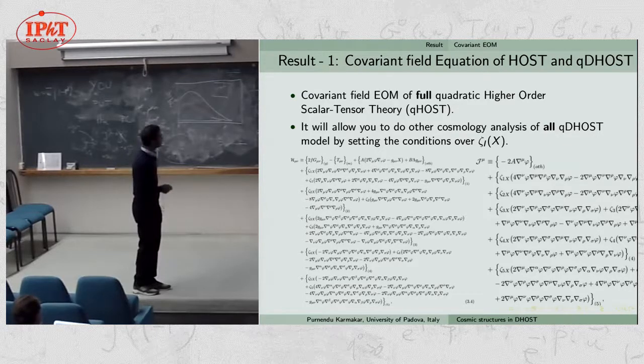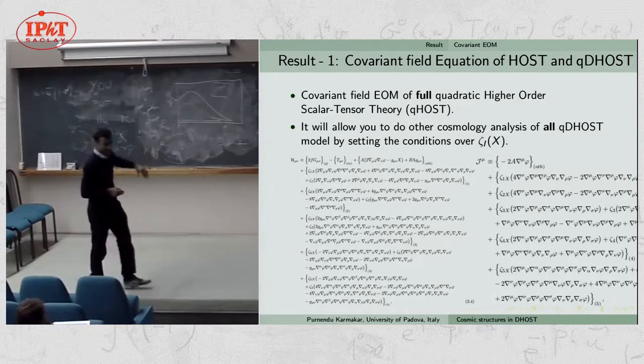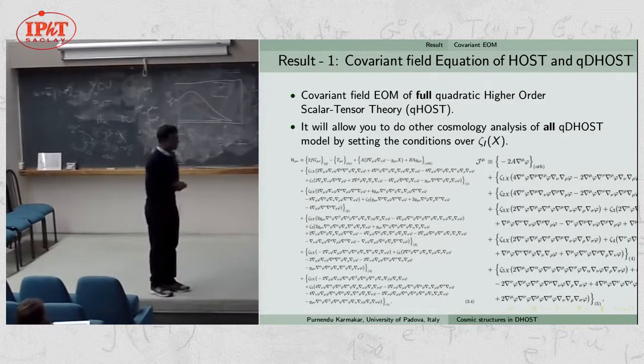The covariant equations are messy, it looks like this. It is just because it is very general. So you just put the constraint over this and you will get this. I didn't want to show you everything, so just look at our paper.